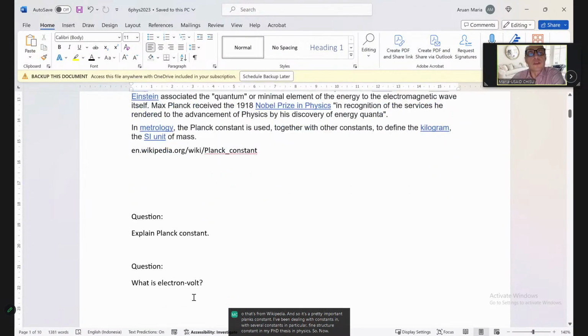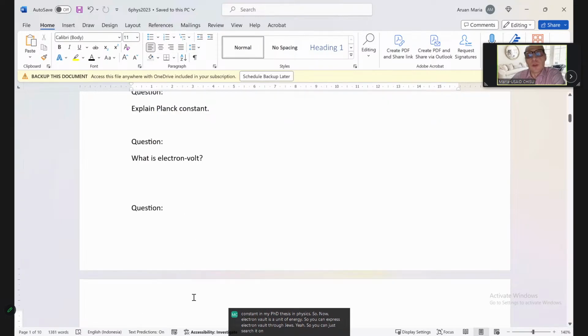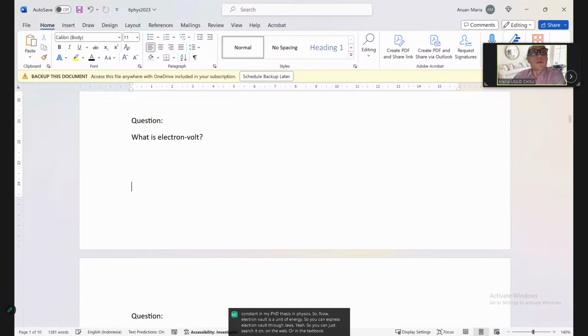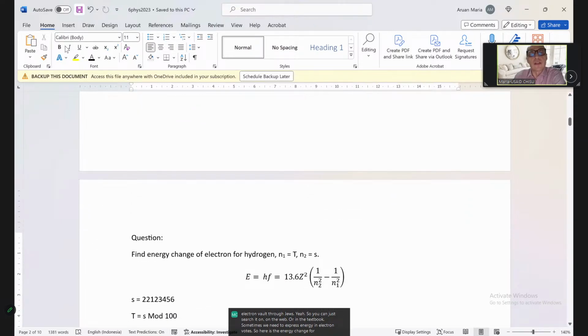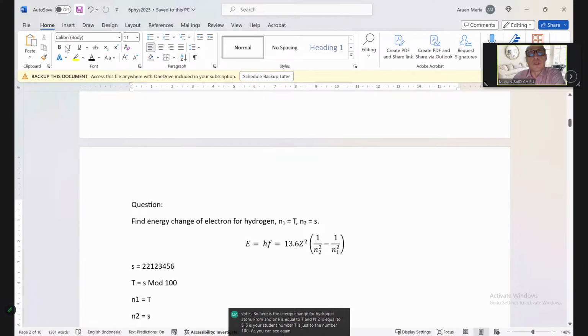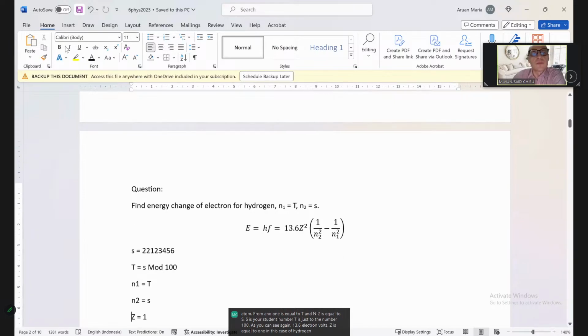Now, electron volt is a unit of energy. So you can express electron volt through joules. You can just search it on the web or in the textbook. Sometimes we need to express energy in electron volts. So here is the energy change for hydrogen atom from n1 equal to T and n2 equal to S. S is your student number, T is your student number mod 100. As you can see again, 13.6 electron volts. Z is equal to 1 in this case of hydrogen atom.